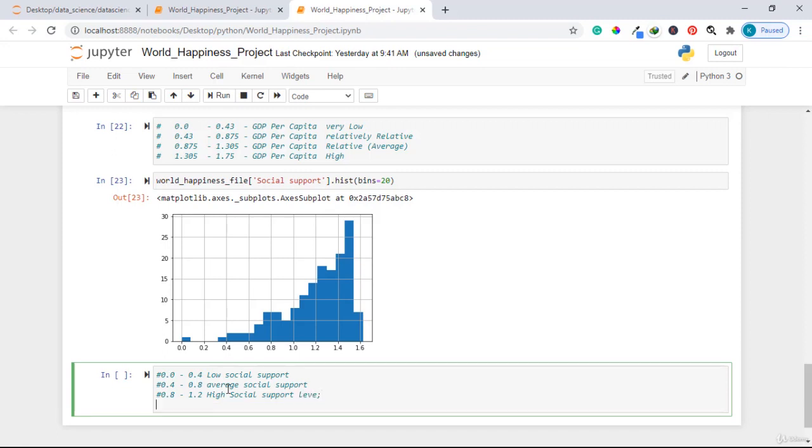And lastly, 1.2 to 1.6, this should be very high social support level.